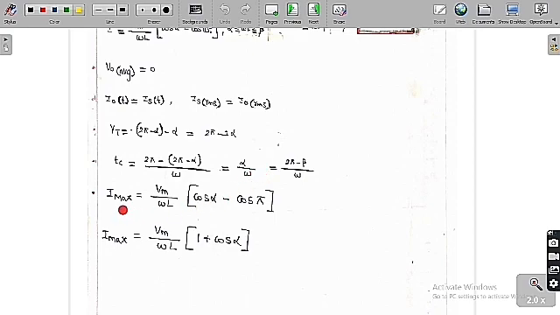If you want to know the maximum value of the current, then here we have to substitute omega t equal to pi. The general expression is Vm by omega L into (cos alpha minus cos omega t). In omega t we substitute pi. At that time we get the maximum value, which is Vm by omega L into (cos alpha minus cos pi). This is the maximum value of the current in the circuit. Cos pi is minus 1, so minus into minus is plus. So we get Vm by omega L into (1 plus cos alpha). This is the maximum value of the current in this circuit.